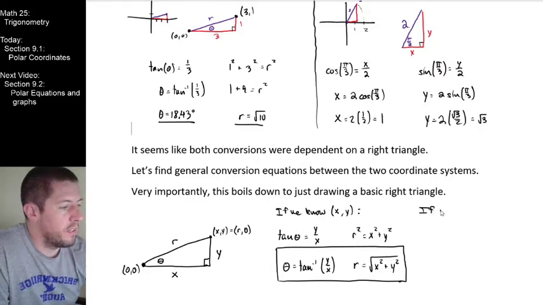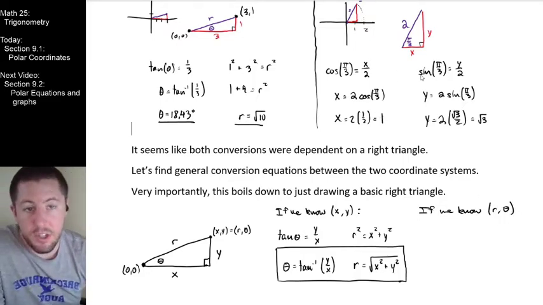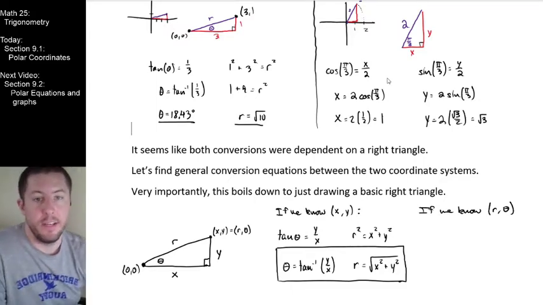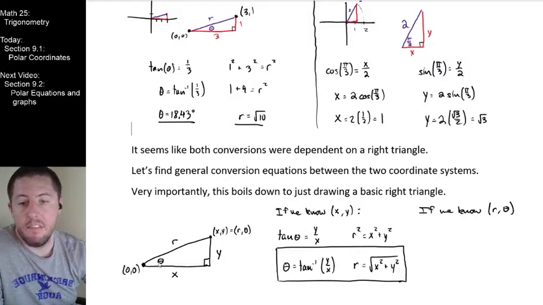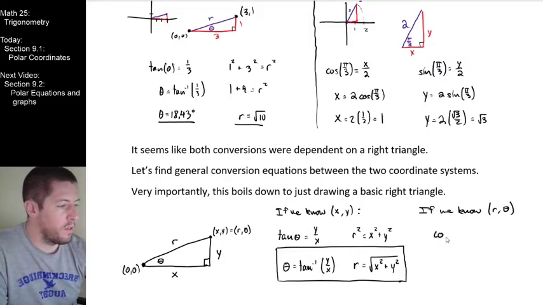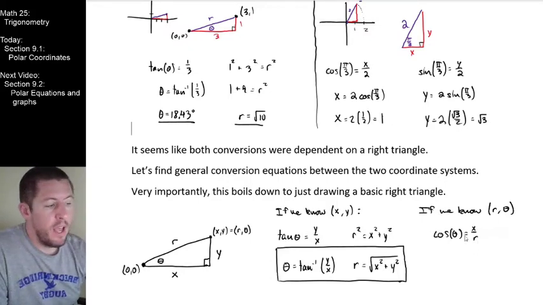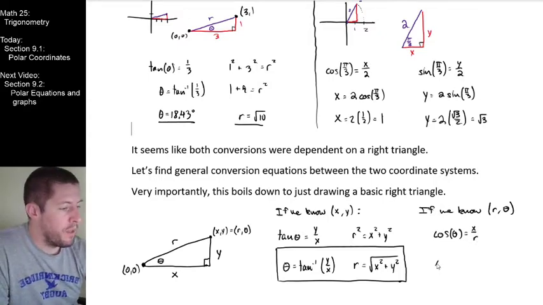Now, alternatively, if we know r and theta and we want to convert to x, y, what do we do? Well, that's just these examples right here. And you should notice that both of these look very similar to one another. It's always going to be the case that the cosine of theta is adjacent over hypotenuse. We can always start with cosine of theta is our adjacent over hypotenuse. And since I want to know what x is, I'm going to multiply by r. So it looks like x equals r cosine theta.